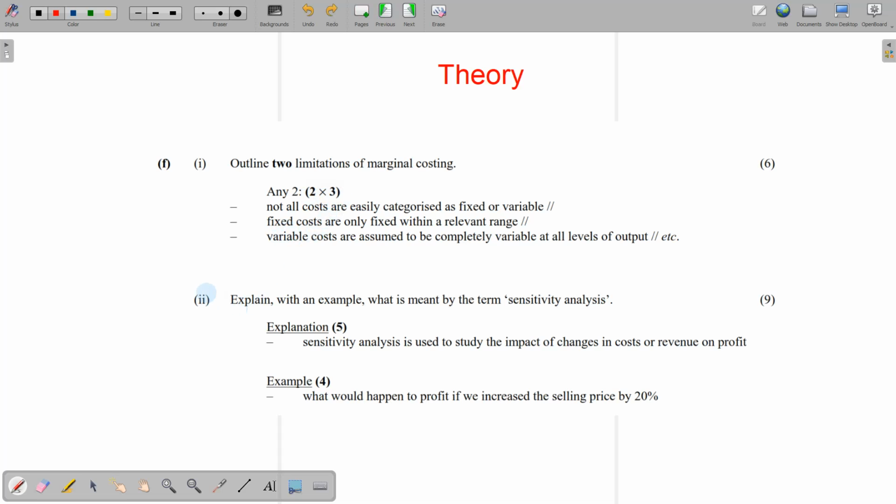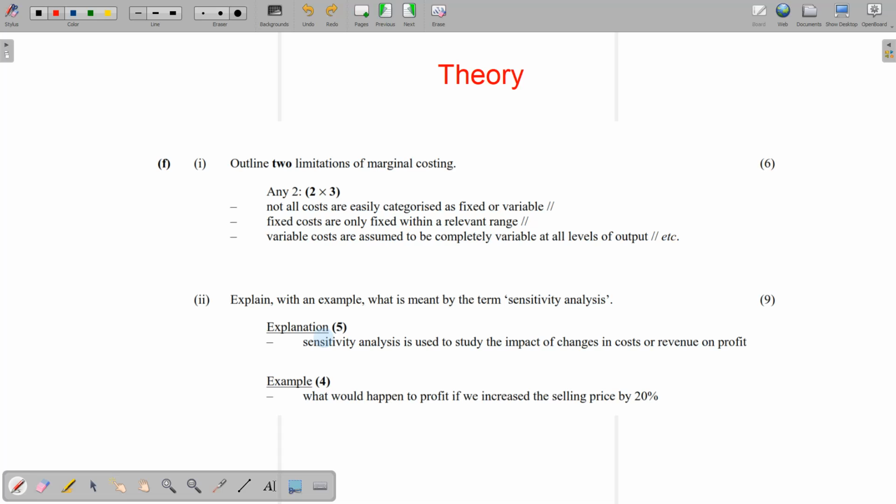Explain with an example what is meant by the term sensitivity analysis, and then you have to give an example as well. So the explanation: sensitivity analysis is used to study the impact of changes in costs or revenue on profit. So simple for 5 marks. Crazy. So what is it? It's used to study the impact of changes in costs or revenue on profit.